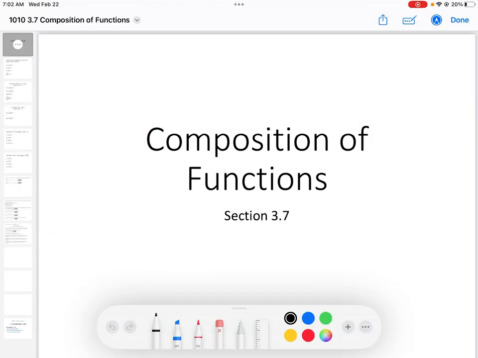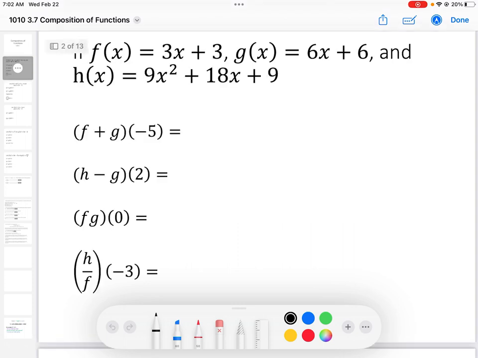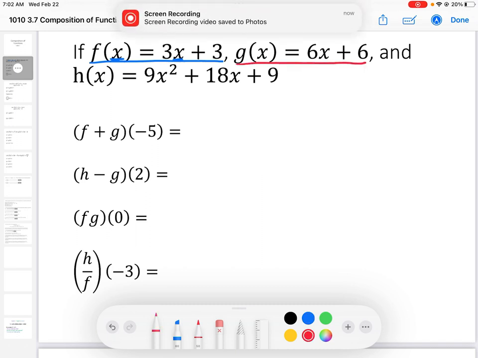So this lesson, which is section 3.7, is all about how we can combine functions together to create new functions. So let's say, for example, that we had three different functions. We have f of x, where you take an input of x and you multiply it by 3 and then add 3. And then you have g of x, which is 6x plus 6. So you take whatever your input is, multiply by 6 and add 6.